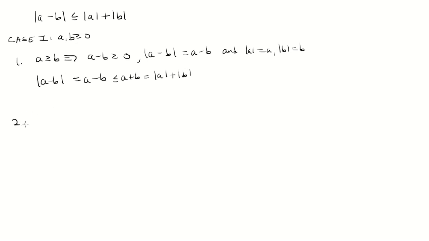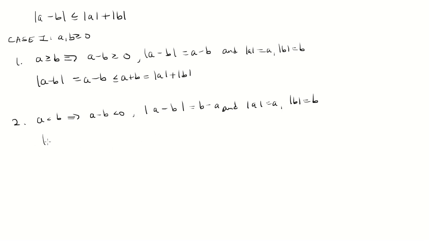Now the second case is if a is less than b, then we have a minus b is less than 0. So the absolute value of a minus b will just be equal to b minus a. Okay, so basically you can think of it as like you're adding a and the opposite of b. And we have the absolute value of a equals a, the absolute value of b is equal to b, since again, a and b are both positive.